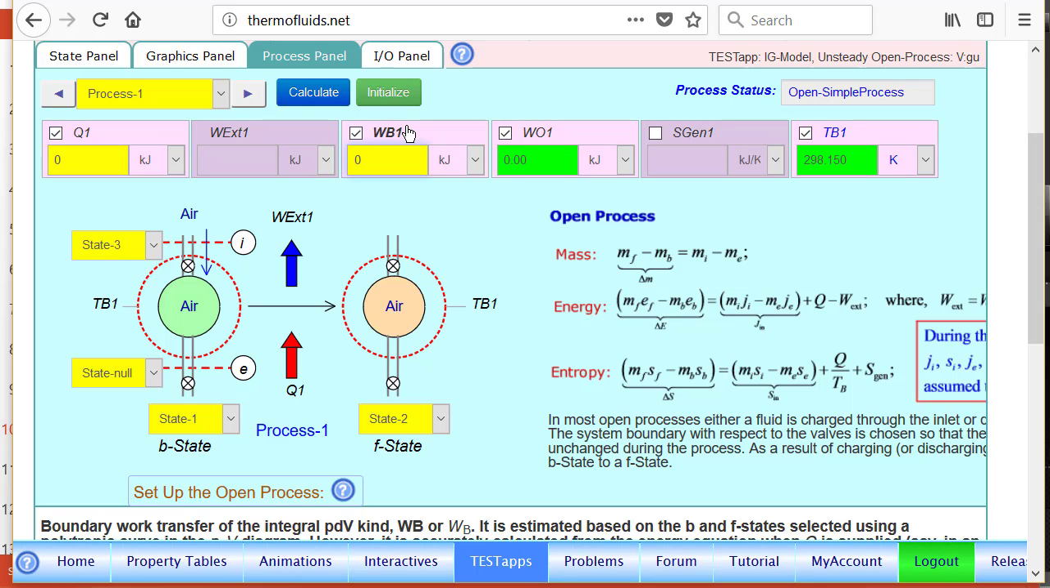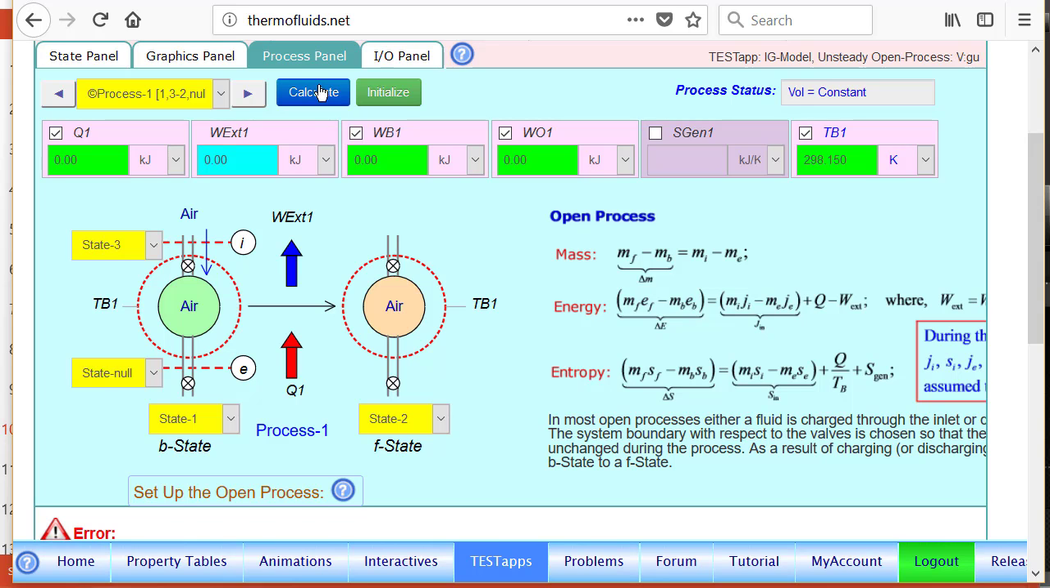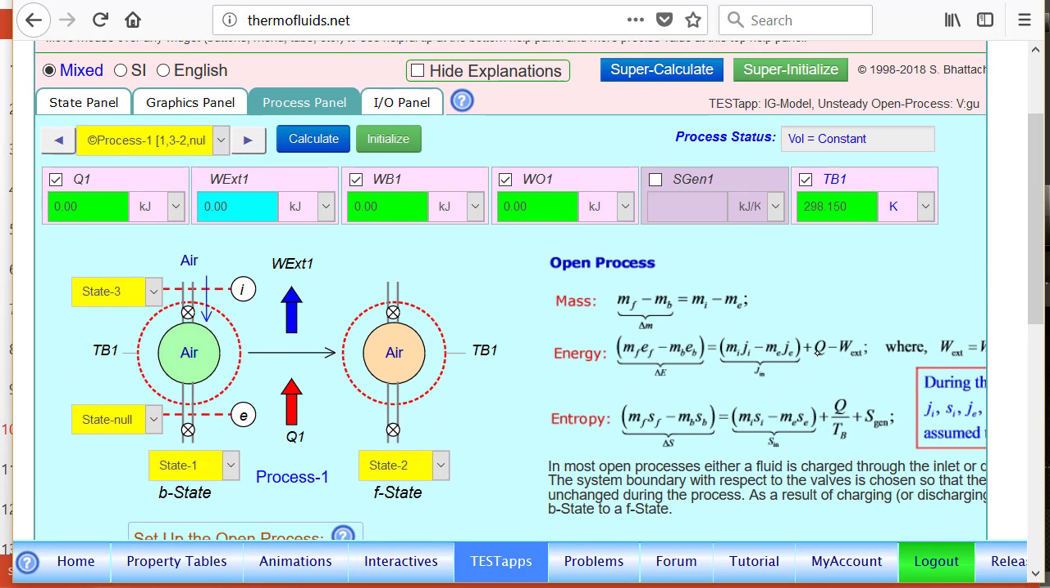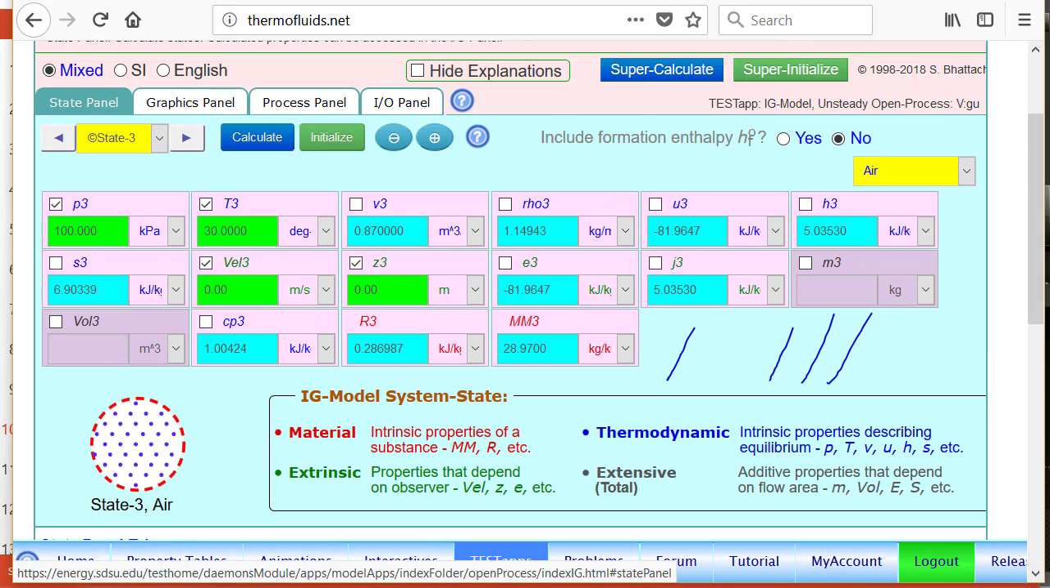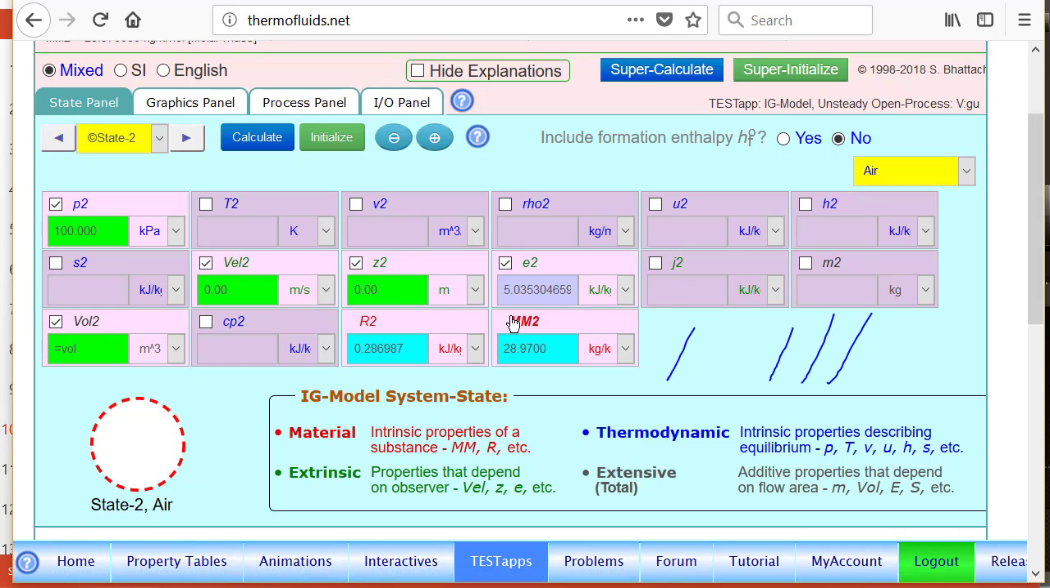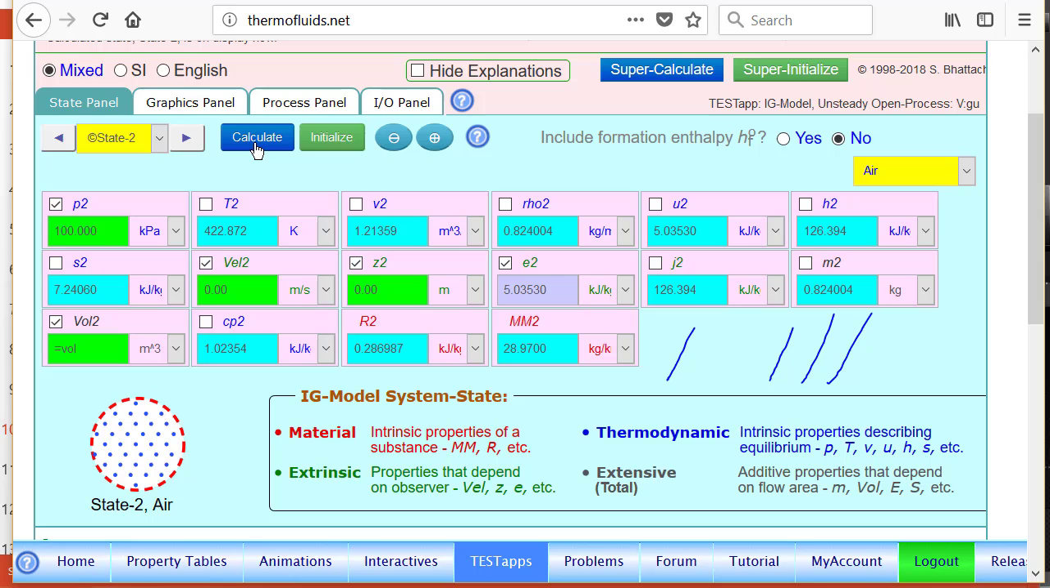With that information, if I now do a calculate, it should solve the energy equation. In the energy equation, we know there is no heat transfer, there is no work transfer, and there is no exit at all, only the inlet state, for which we know the J. And obviously there is no mass in the beginning, so the energy equation reduces to E_F equals J_i. Because J_i is known, now the state 3 E can be substituted. Let's take a look at the state panel. As you can see, if you go to state 2, yes, E has been substituted. So a calculate here will produce the final temperature.